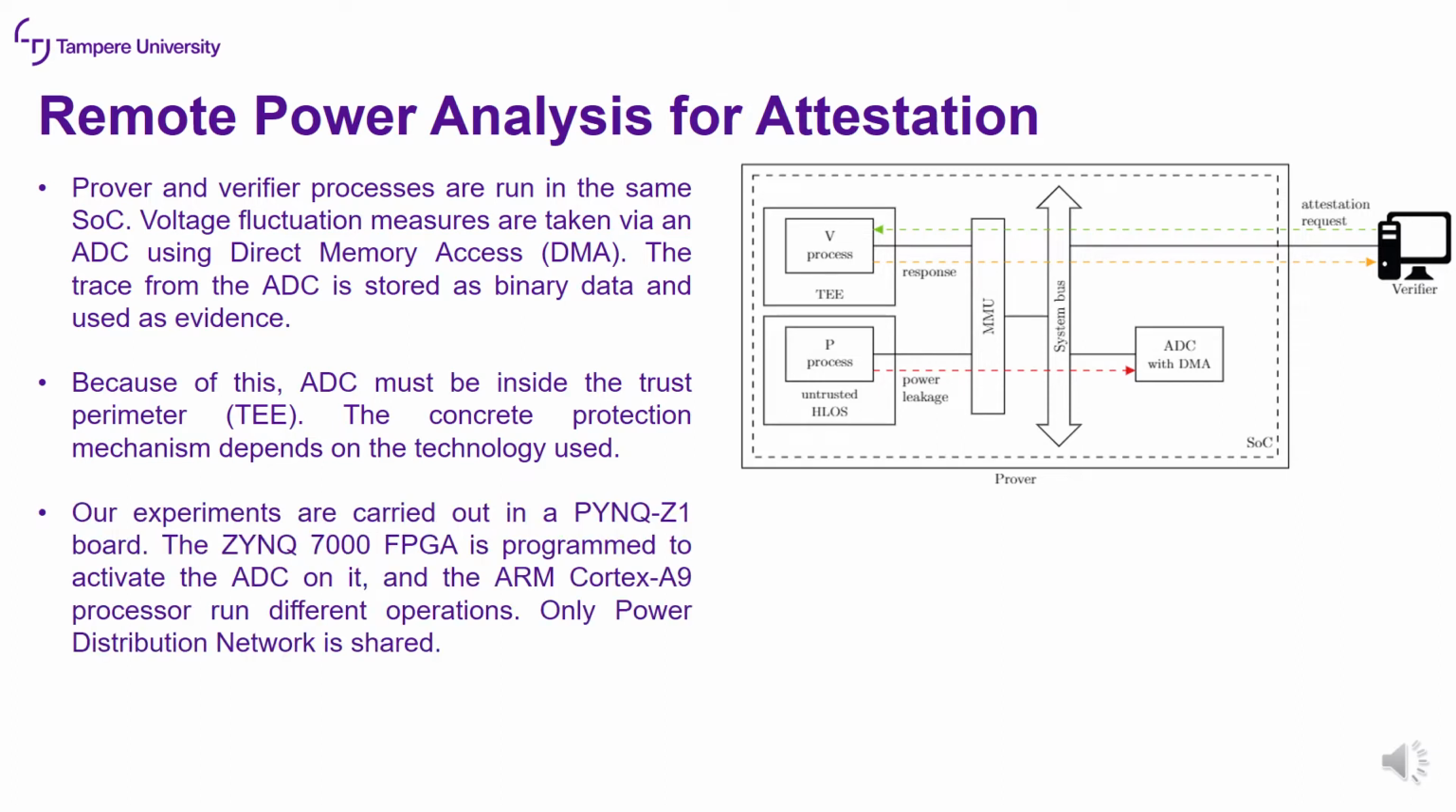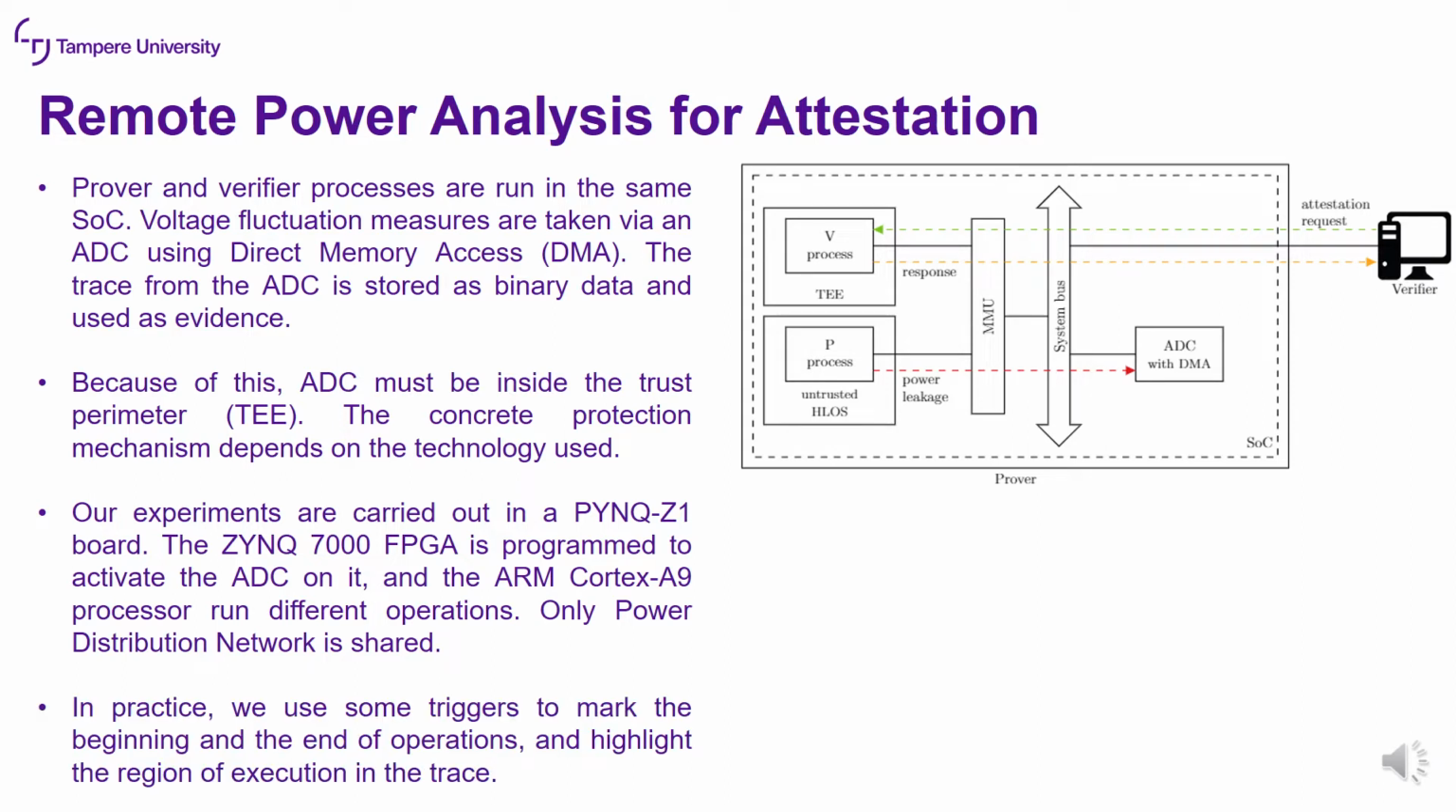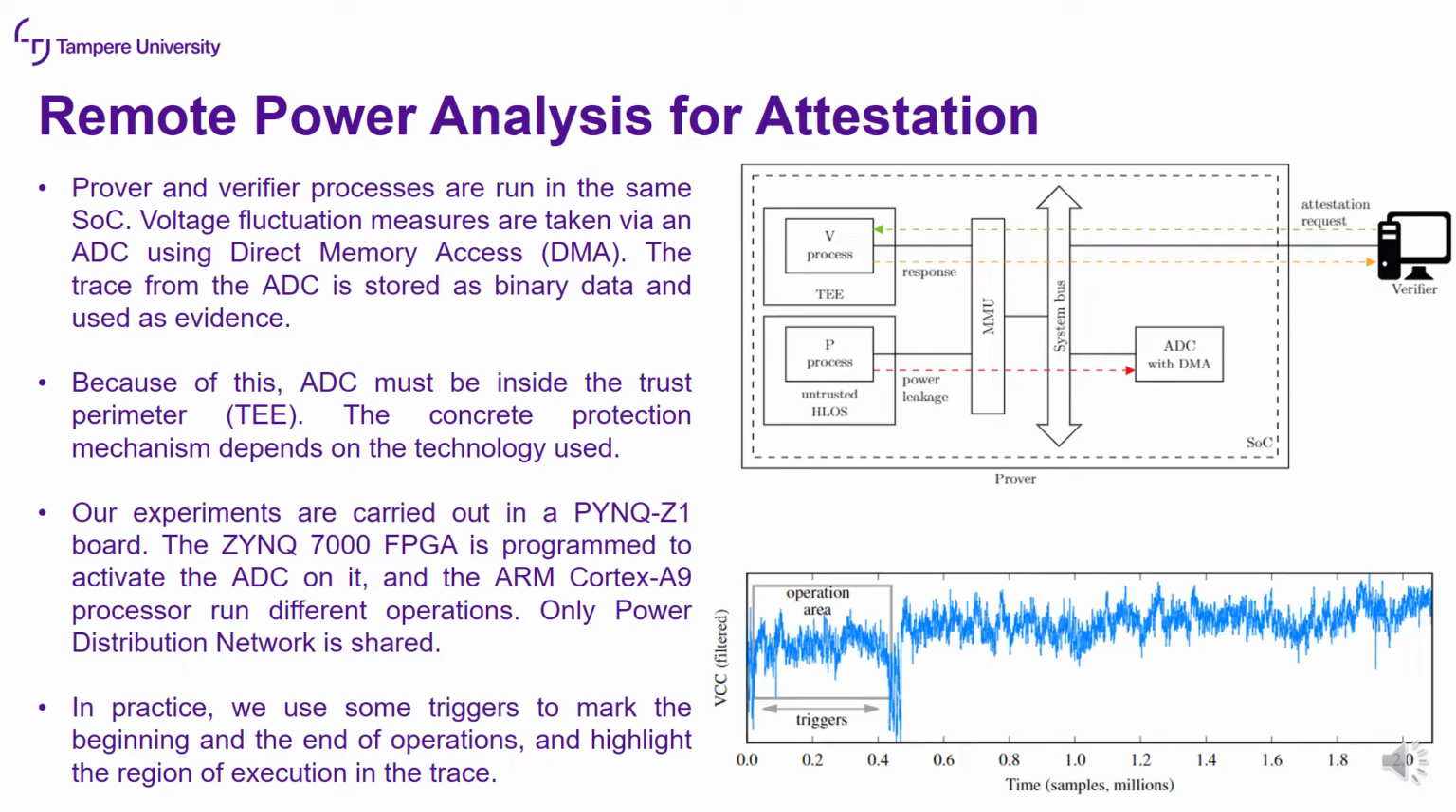Concretely, our experiments are carried out in a Zedboard Zynq-7000 board that incorporates a Zynq 7000 FPGA that we program to activate the ADC on it, and an ARM Cortex-A9 processor that runs the different binaries. The only common element shared by these two entities is the power distribution network that we use to obtain the voltage fluctuations and carry out the process of attestation. In practice, the trace of interest is set by using sub-triggers that mark the beginning and the end of operations, as we can see in this other figure. This allows us to highlight the region of execution in the trace and to work easily with these traces.